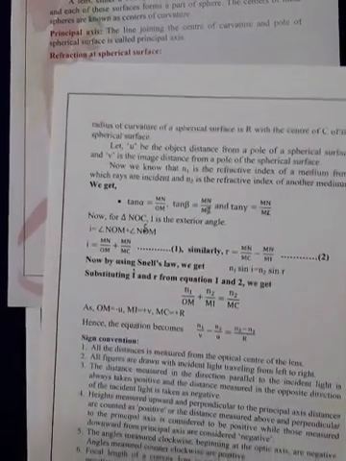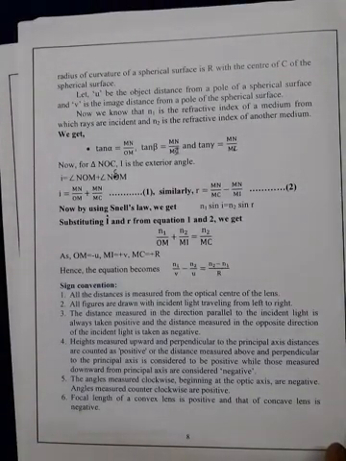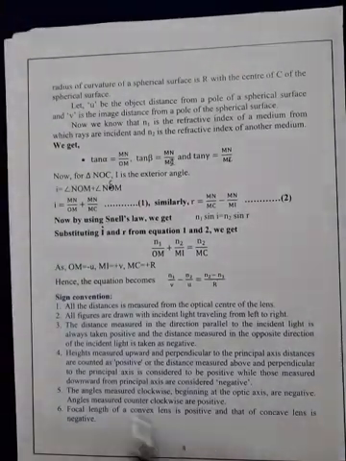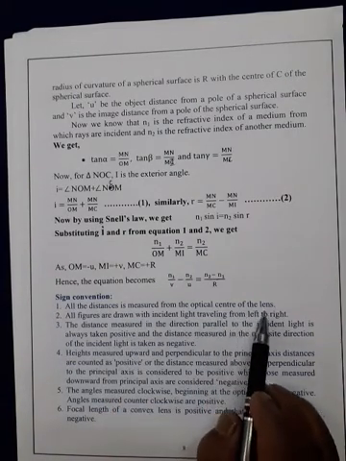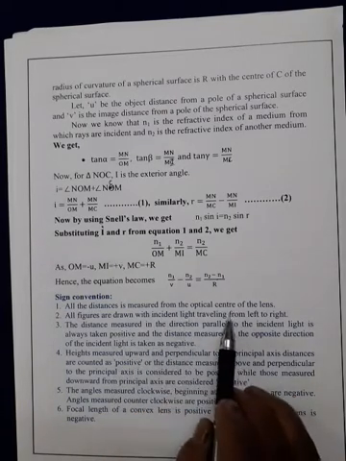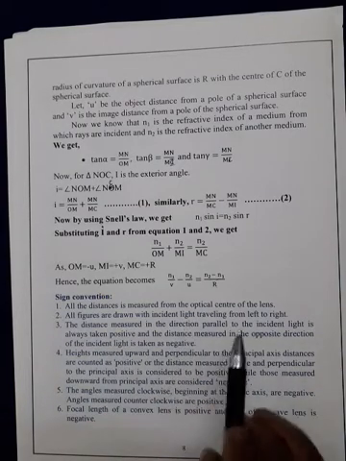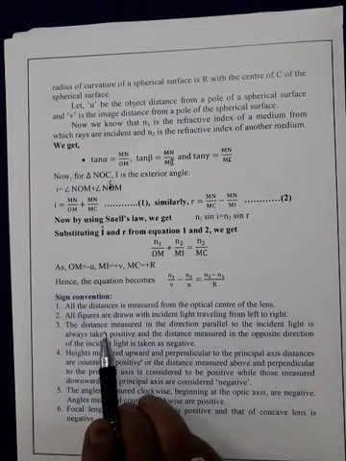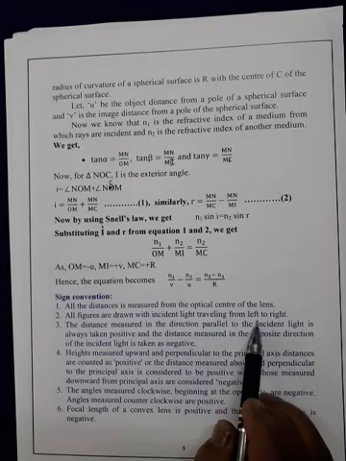Now the sign conventions which you have to remember. All the distances are measured from the optical center of the lens. All the figures are drawn with incident light traveling from left to right. You remember this? All figures are drawn with incident light traveling from left to right.